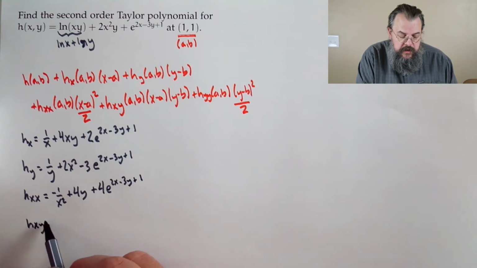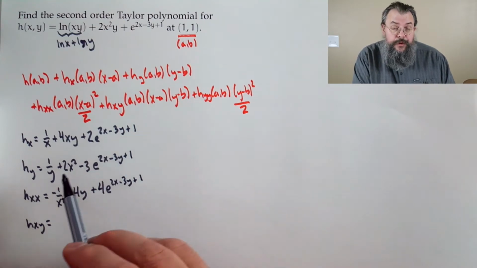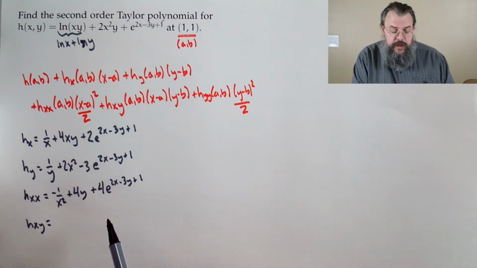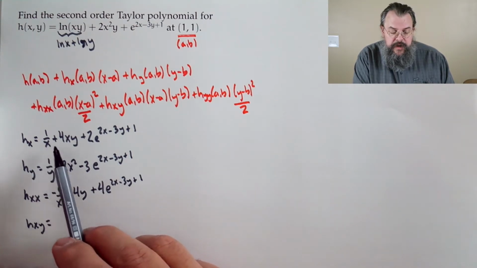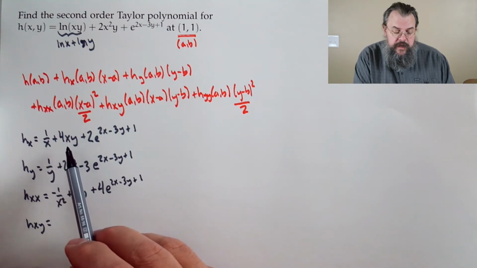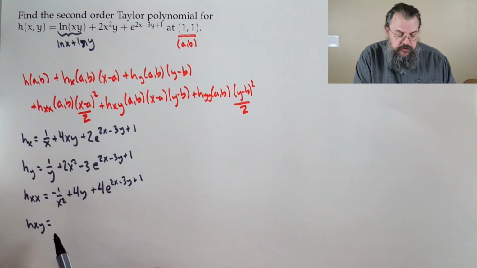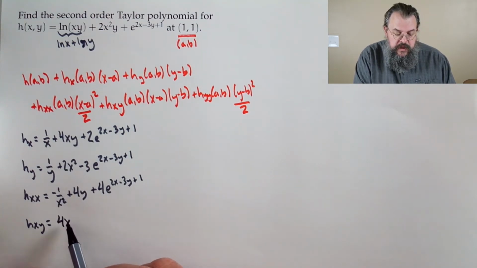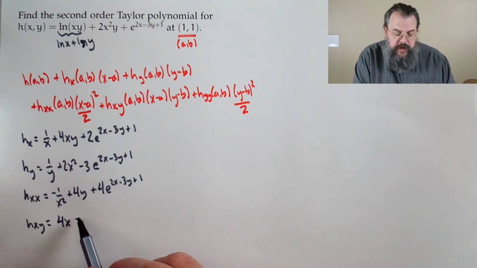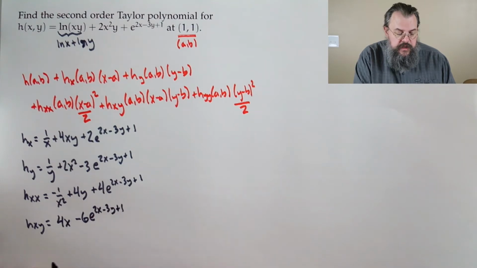h_xy. Well, you can take the derivative with respect to y of h_x, or take the derivative with respect to x of h_y. You'll get the same answer either way. So, taking the derivative with respect to y of h_x, well, there's no y in the first term. The derivative with respect to y here would get us 4x. So, 4x. And here, when we take the derivative with respect to y, minus 3 comes down. So, minus 6 e to the 2x minus 3y plus 1.